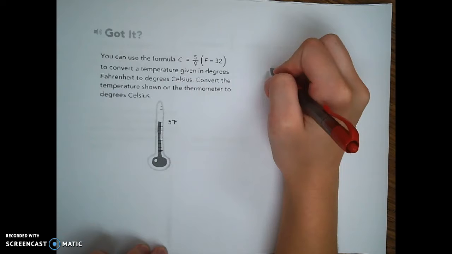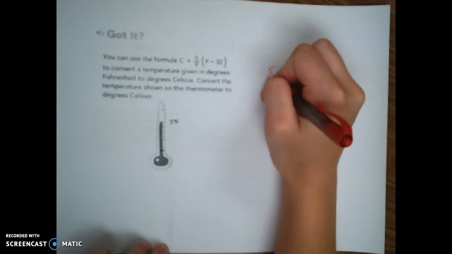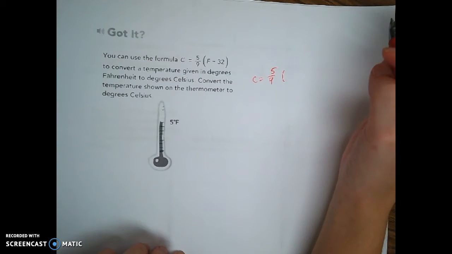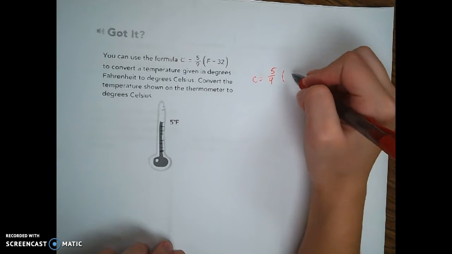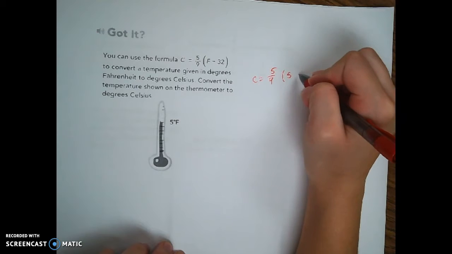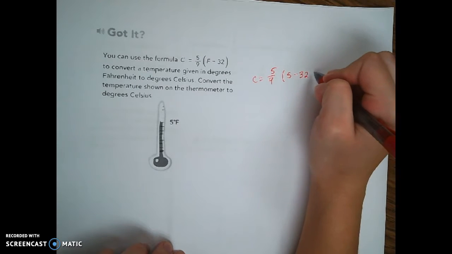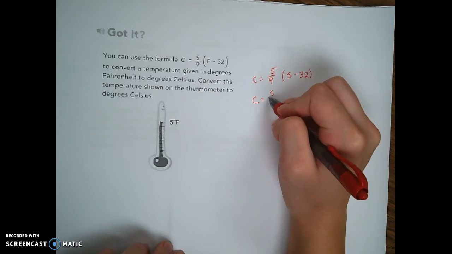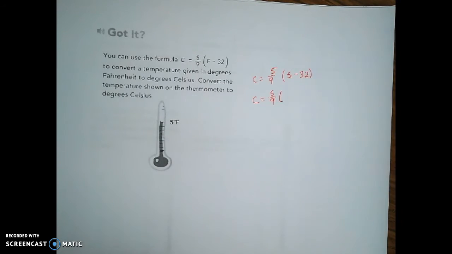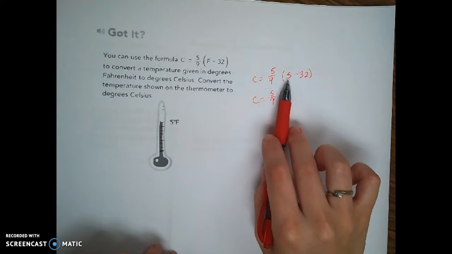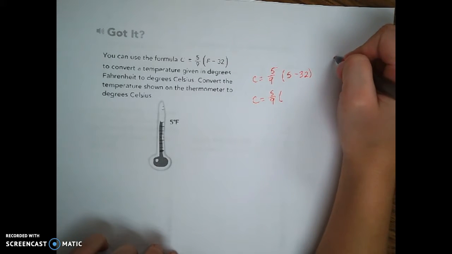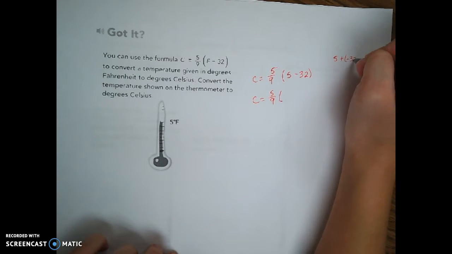So on this one I have 5/9 times the quantity. That's what we say when we have stuff in parentheses. Instead of F, I'm going to write 5 minus 32. Now again, I'm going to follow my order of operations here. So I have 5/9, and you could distribute here if you wanted. And then I have a 5 minus 32. And remember, that's the same as 5 plus -32.